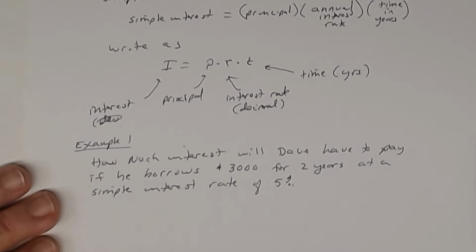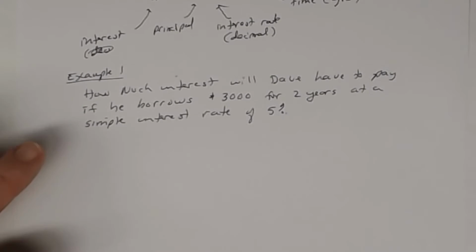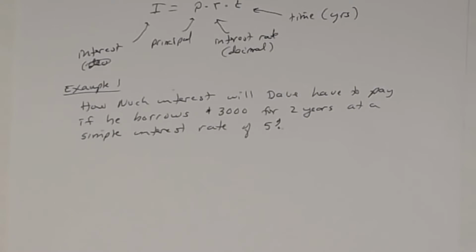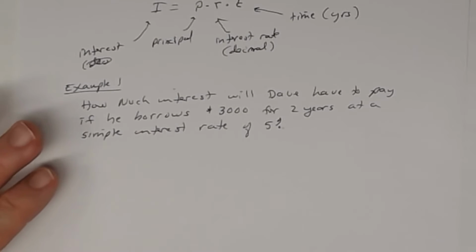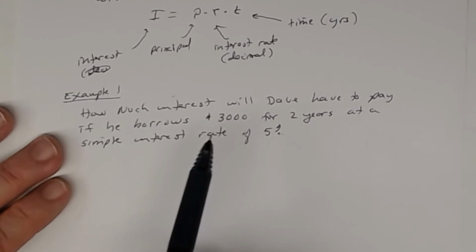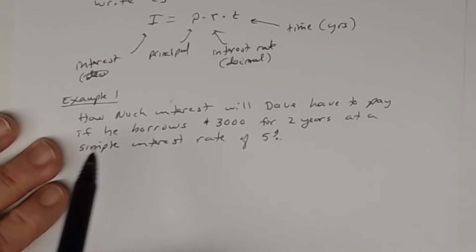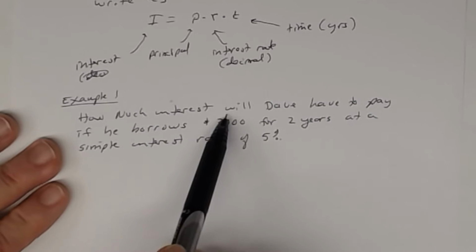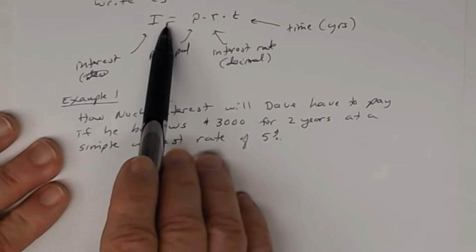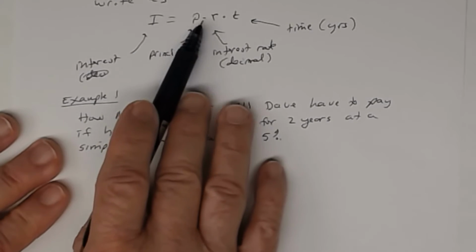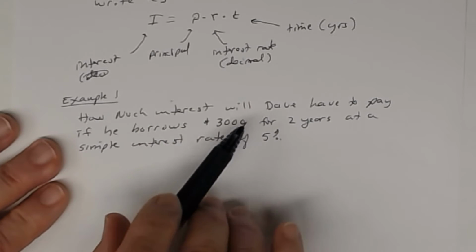Let's look at this first example. How much interest will Dave have to pay if he borrows $3,000 for 2 years at a simple interest rate of 5%? That's the easiest problem you can have. First of all, it says simple interest, so you know you're going to use this formula. And you're asked to find how much interest he will have to pay, so you're just trying to find I here, not P, R, or T, because those are already given.